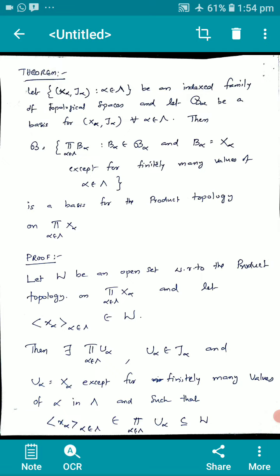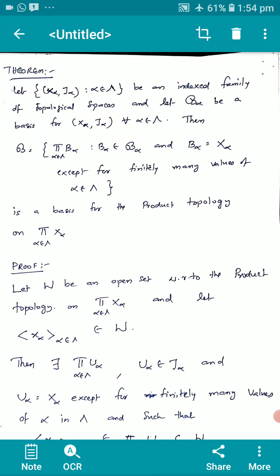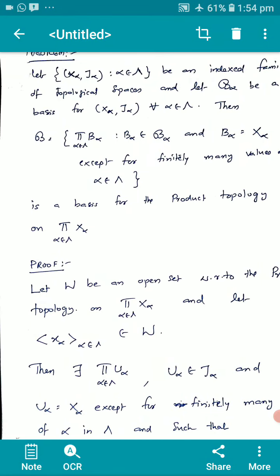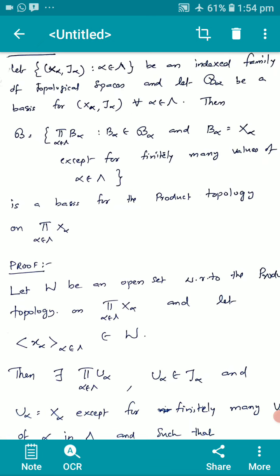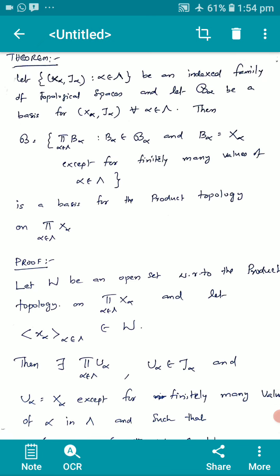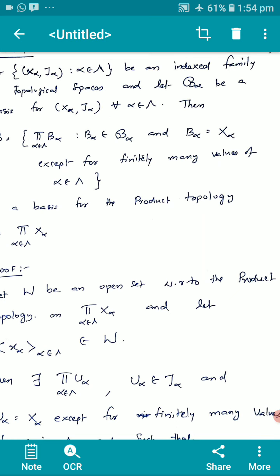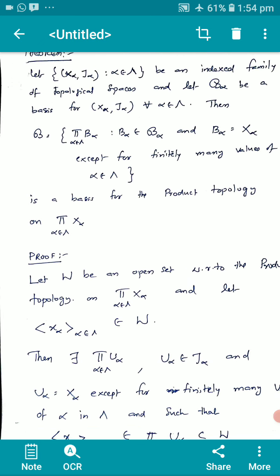We start with the theorem. Let X_alpha, alpha in the index set, be an indexed family of topological spaces, and let B_alpha be a basis for X_alpha for all alpha in the same index set. Then B, the collection of products of B_alpha, where B_alpha is in the basis B_alpha and B_alpha equals X_alpha except for finitely many values of alpha in the index set, is a basis for the product topology on the product of X_alpha. This is the theorem.